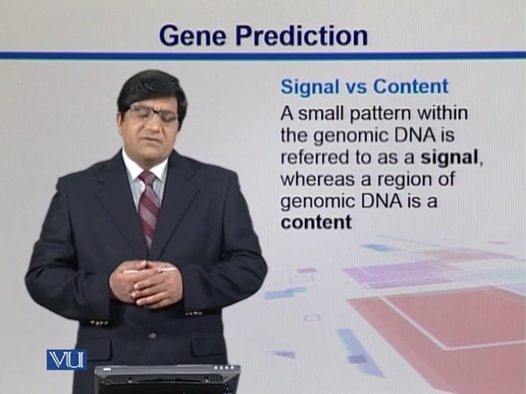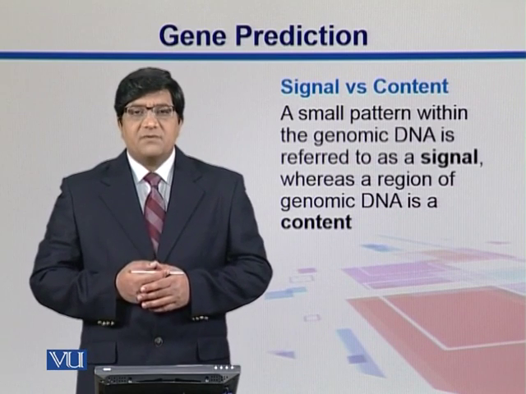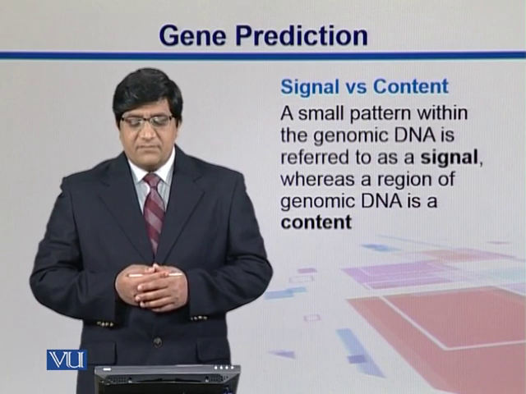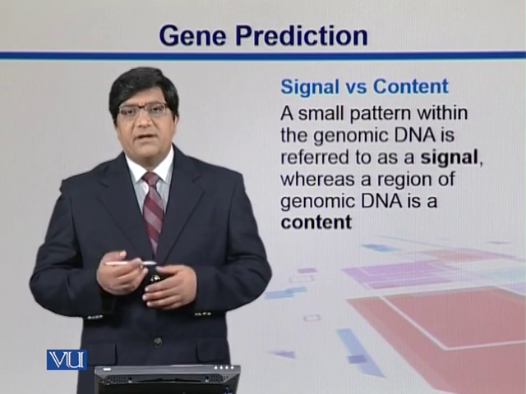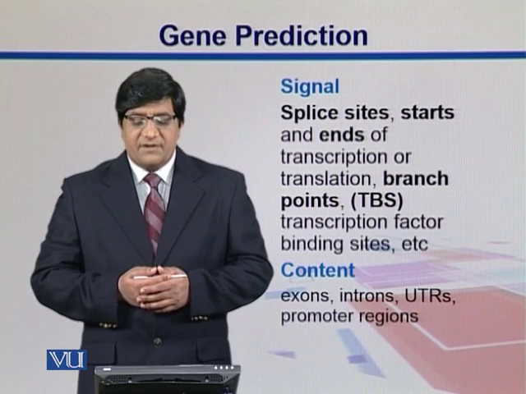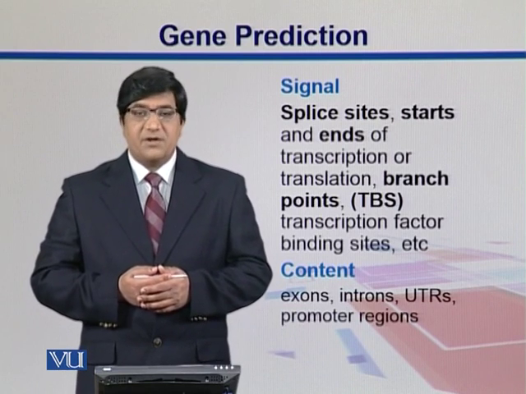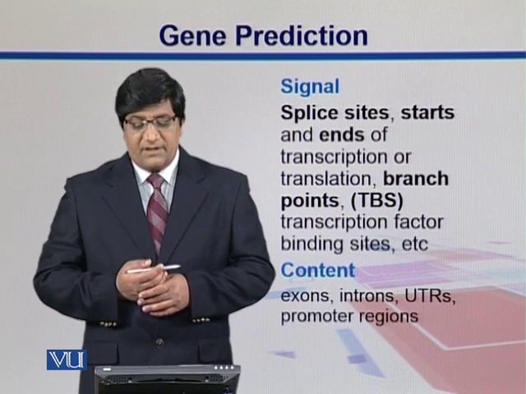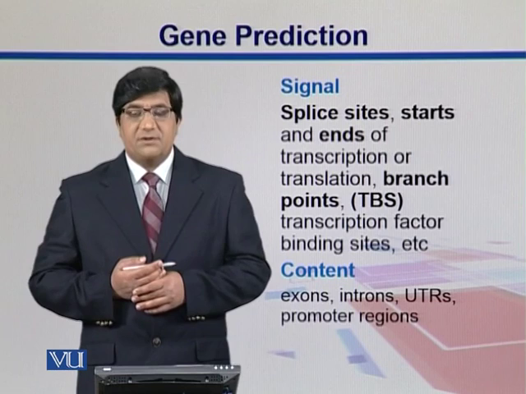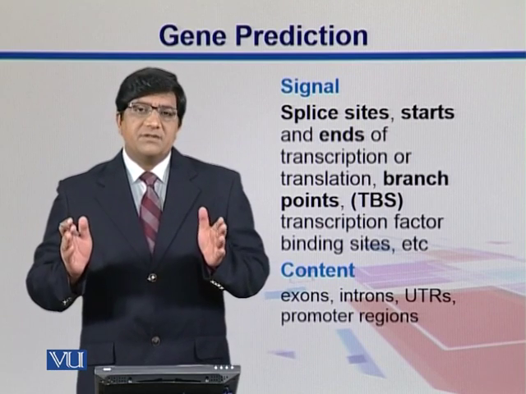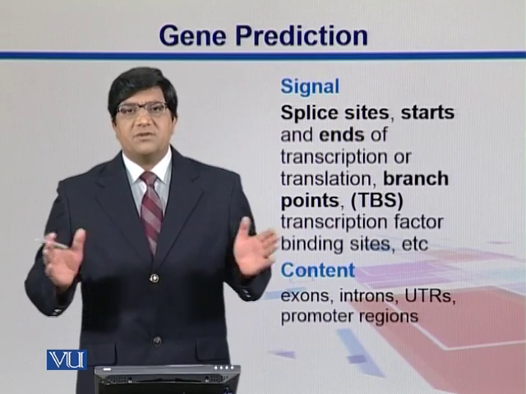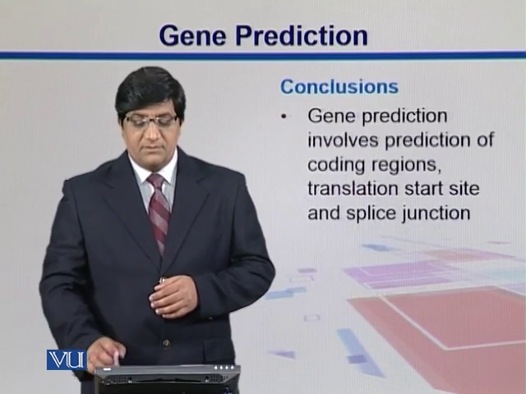What is a signal and what is a content? We use these terms most often when we are doing gene prediction. A signal is a small pattern within the DNA, whereas the whole region of the genomic DNA can be called a content. For example, splice sites, starts and ends of transcription or translation, and branch points are all called signals, whereas contents may be the exons, introns, UTRs, and the promoter regions. Promoter regions have some specific patterns in them. That pattern is called a signal, whereas the whole promoter can be called a content.